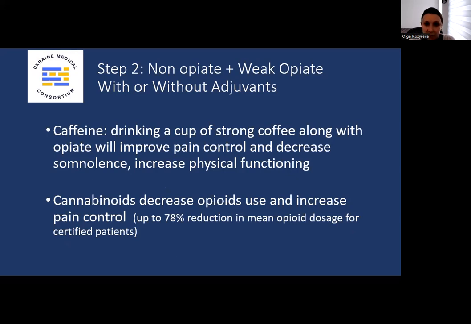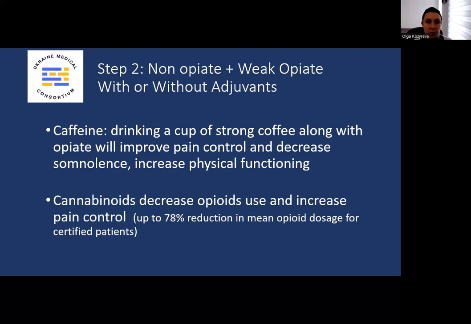So some tips, interesting enough: caffeine, drinking a cup of strong coffee along with opiates, will improve pain control, decrease somnolence, and increase physical function. This effect is well studied. As you know, there are several formulations, usually for migraine, when one pill consists of caffeine, weak opiates, and some NSAIDs. But sometimes I recommend patients drink coffee when they take a morning pill of weak opiates, well tolerated. So cannabinoid or medical cannabis is already well studied in terms of combination with opiates and pain control.